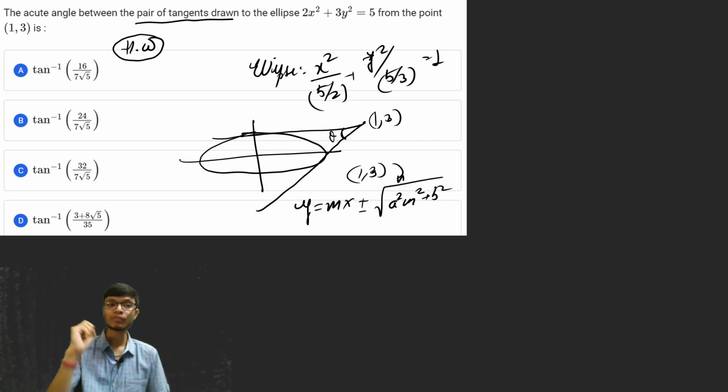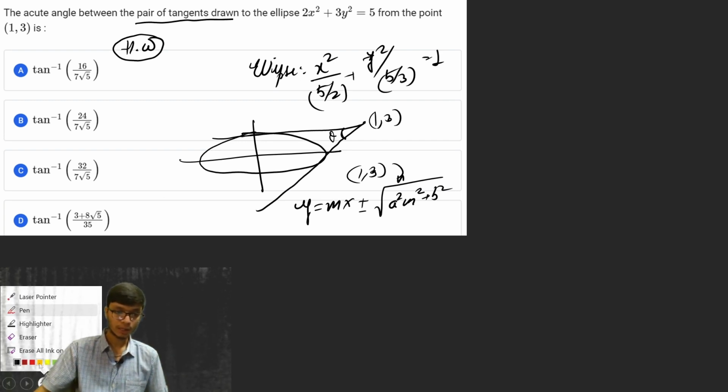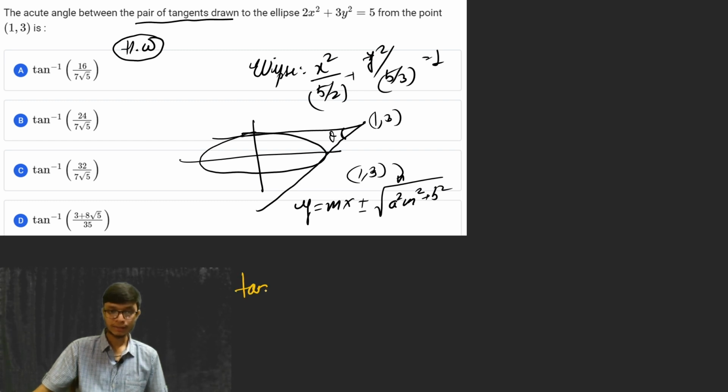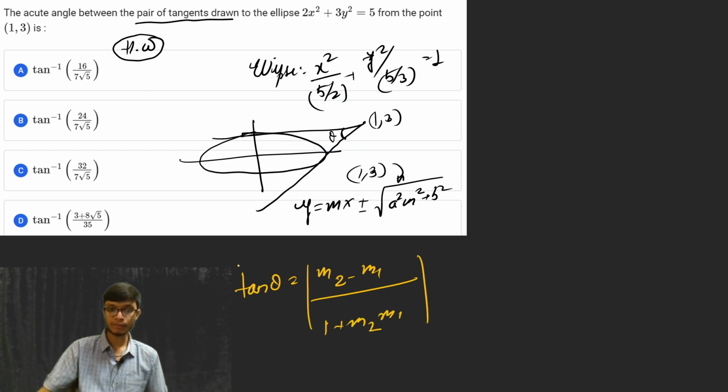I hope I have given a lot of hints for solving this particular problem, and then you can definitely apply the formula for the angle between two straight lines, that is tan theta is m2 minus m1 divided by 1 plus m2 m1. Okay, and take the modulus because you have to take the acute angle. So you can apply this formula and definitely get it.